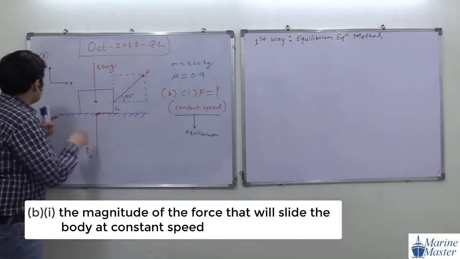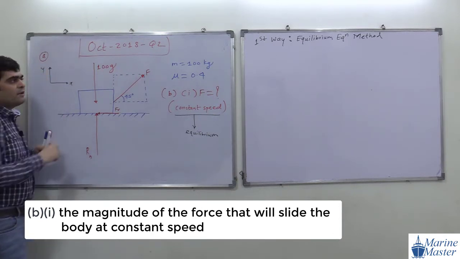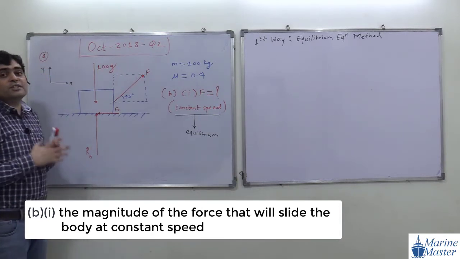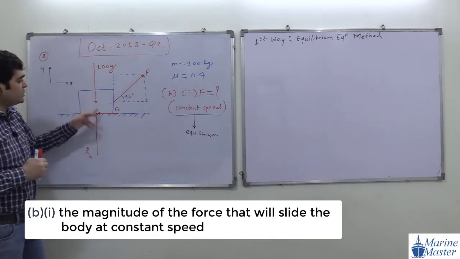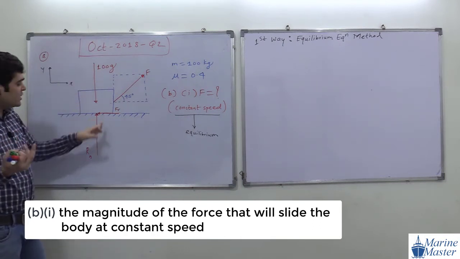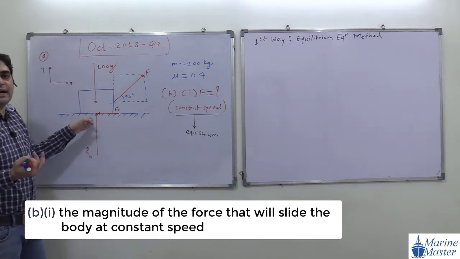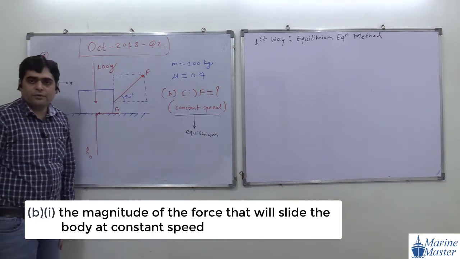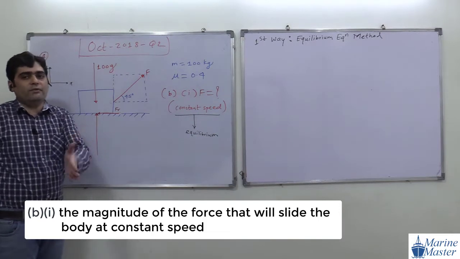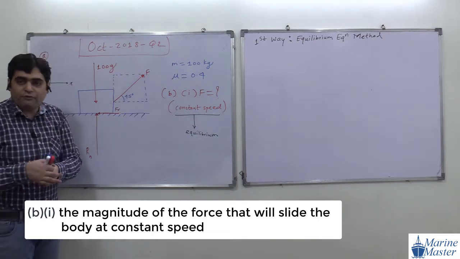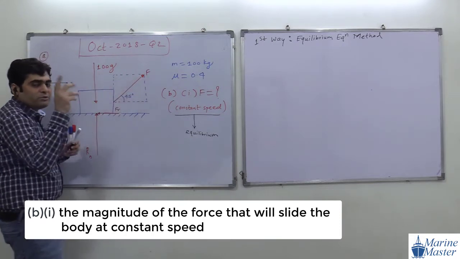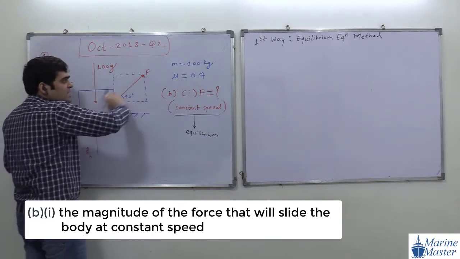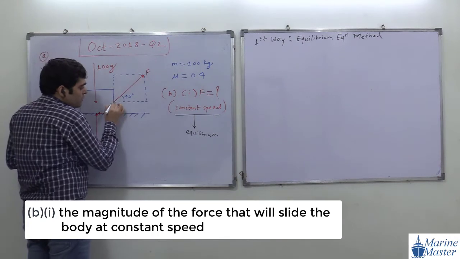So that's why we consider the x direction and the y direction. Now we need the forces in the x direction and y direction. 100G is directly in the y direction, Fr directly in the x direction, Rn directly in the y direction. But what about F? It is neither in x nor in y. So that's why we need a component of this F. How do we take the component? Here the force is going out, so the component will also go out.